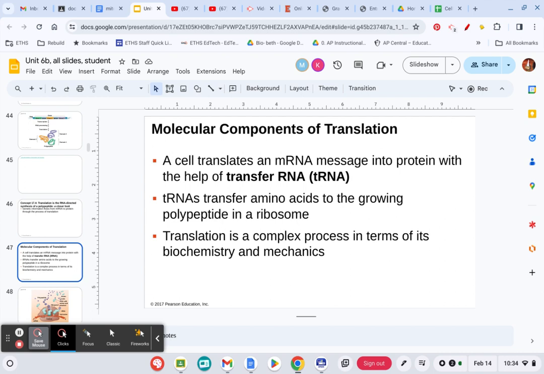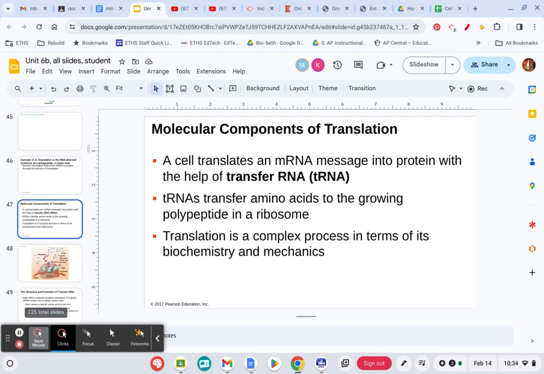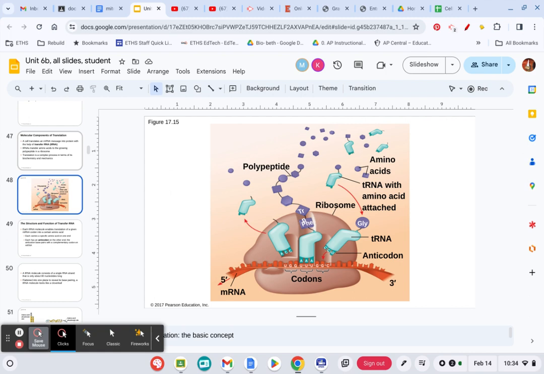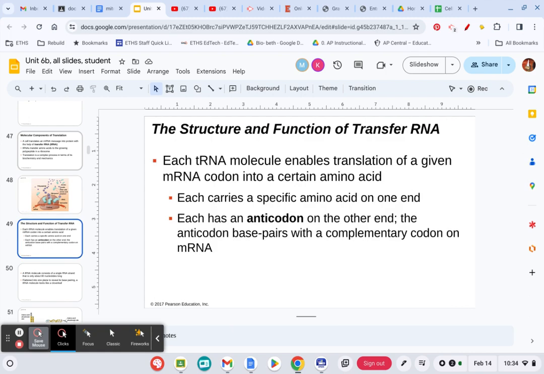And it's a fairly complicated process. We're going to go through it step by step. And I don't think that picture is really helpful at this point because we haven't talked about anything. So let's just look at the structure first. So each tRNA molecule enables translation of a given mRNA codon into a certain amino acid. The tRNA carries a specific amino acid on one side of its physical structure. And on the other side of that physical structure, there is an anticodon.